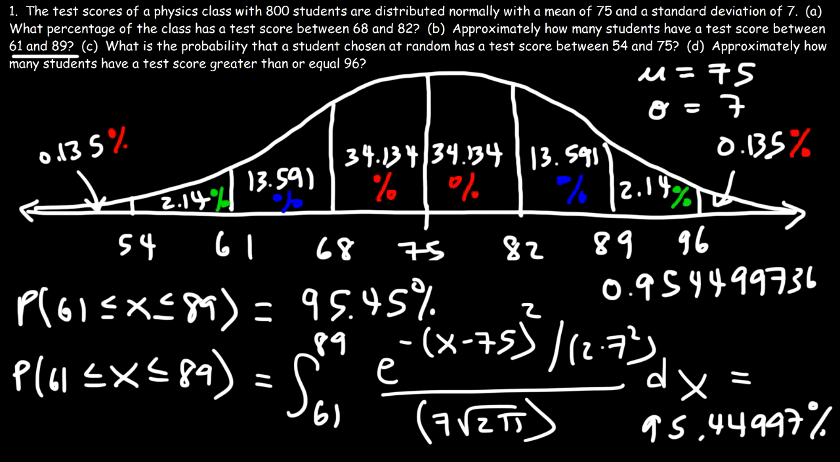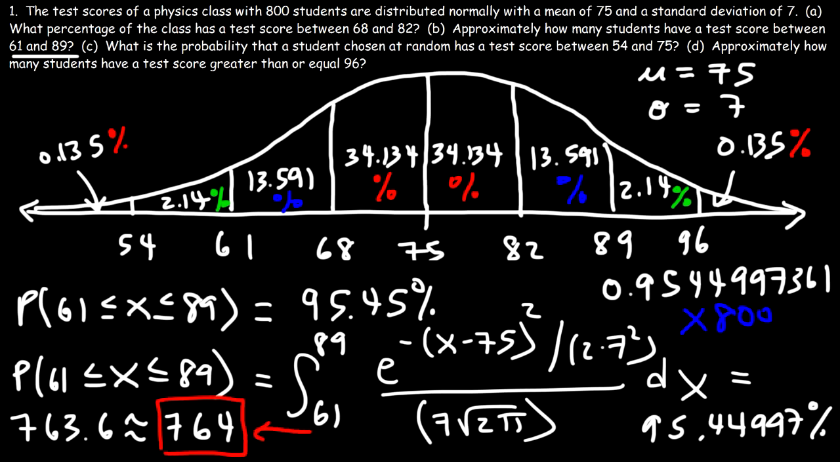Now, there's 800 students. So what's 95.45% of 800? So what I'm going to do is take this number, because it's a more accurate value, and multiply that by 800. My calculator also has a 1 here. So if you take that number and multiply by 800, it's going to give you 763.6 approximately. Now, because we're dealing with people, we want to round to the nearest whole number. So we're going to say approximately 764 students have a test score between 61 and 89. So this is the answer to part B.